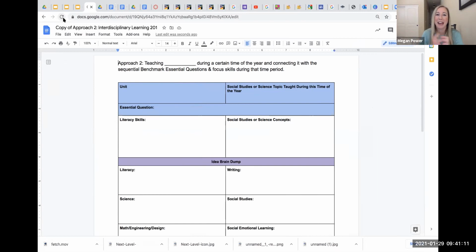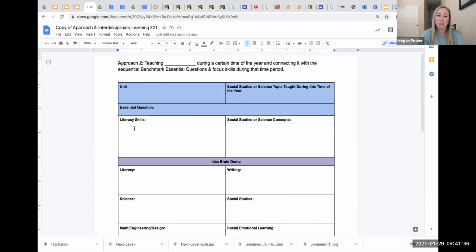Because remember, it's not about adding more to the plate; it's about looking to see where you can combine and where you can blend together. So this is one type of planning document that might be helpful for you, where you can put in that unit: what is the social studies or science topic you're typically teaching during that time of year, and which one fits in and is aligned to that unit? What is that essential question?